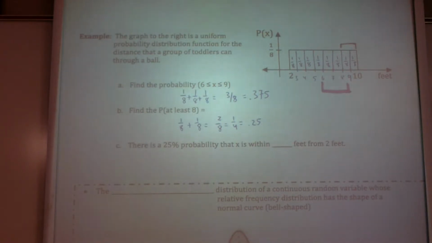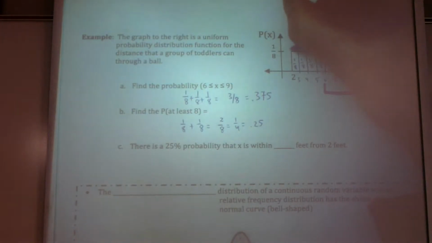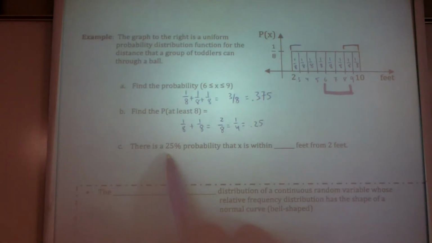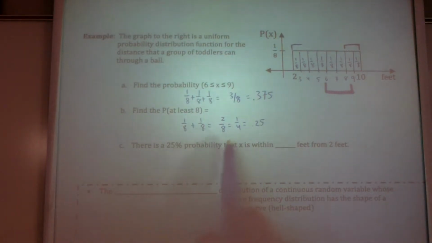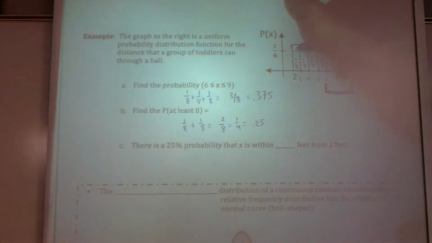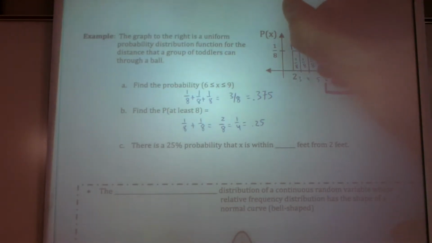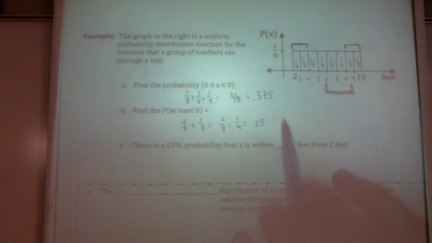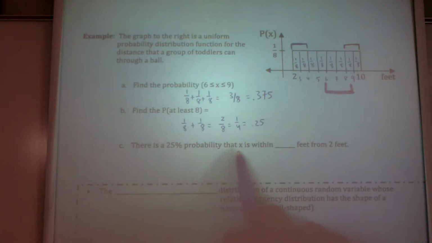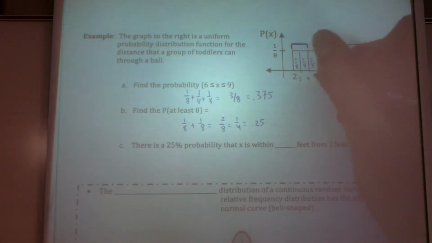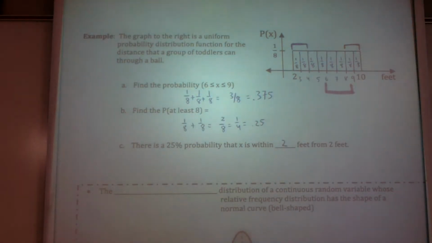Alright, now for part C, it's kind of working backwards here. It says there's a 25% probability that X is within blank feet from 2 feet. So if I'm going to start here at 2 feet, how far do I need to go until I've basically come up with 25%, or a fourth of it? Well, as we saw in the last one, 1/4 was 2 of these rectangles, so I just need to go out 2 rectangles here, and so that would be 2 feet. So there's a 25% probability that X is within 2 feet from 2 feet, or in other words, it's between 2 and 4. I just go out 2 feet.